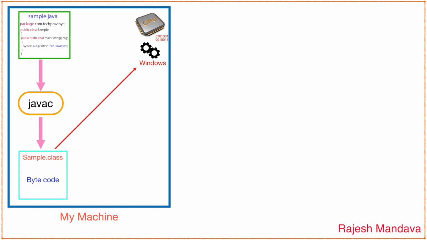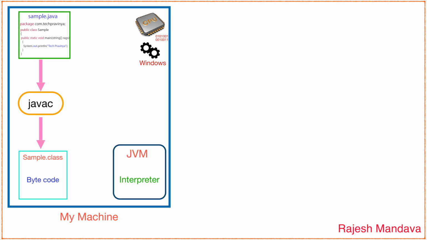If I submit this bytecode to my local platform, this cannot be executed. Again, I have to convert this bytecode into machine understandable format. For this purpose, Java has given JVM. JVM is Java Virtual Machine. It has got some interpreter and also a JIT compiler. Now this bytecode will be submitted to JVM. The JVM will convert the bytecode into machine understandable format through its interpreter. So this can be executed successfully on my machine.